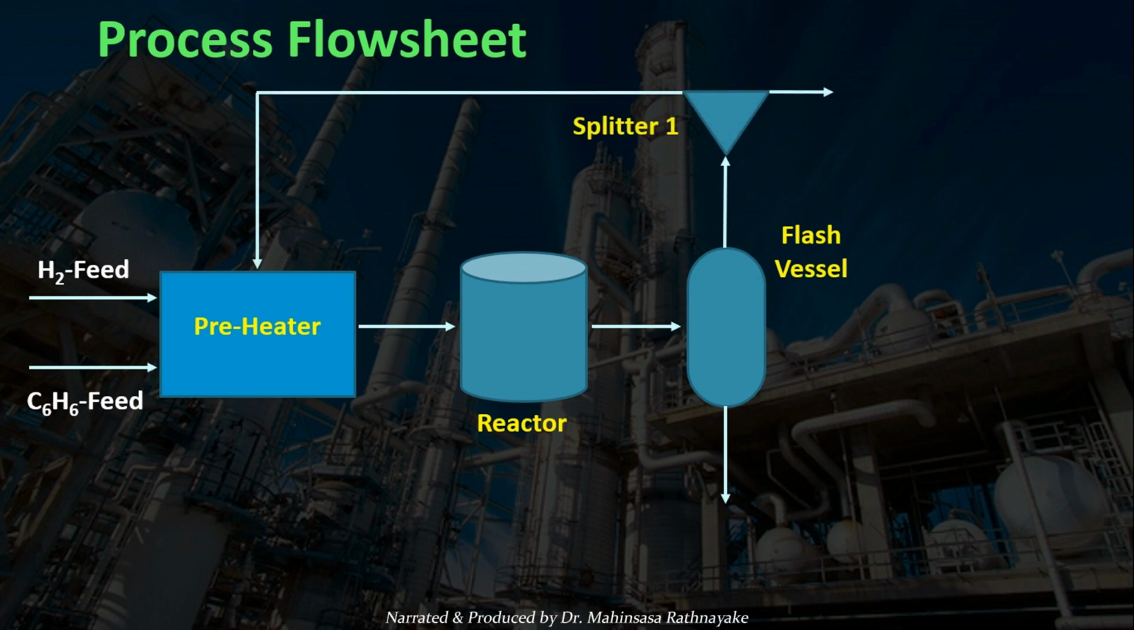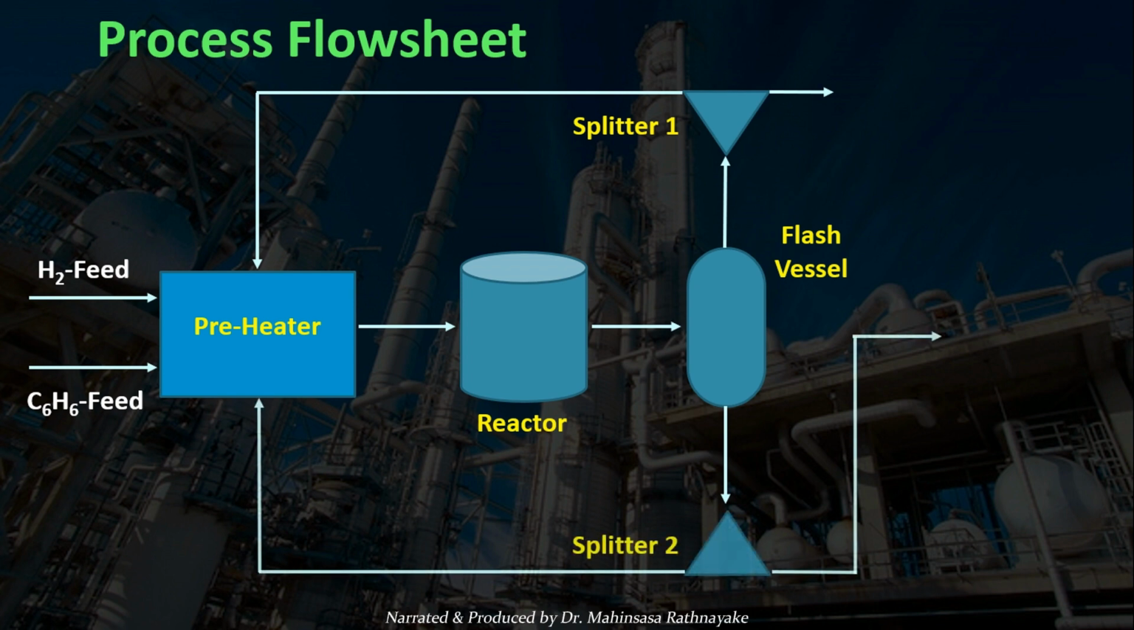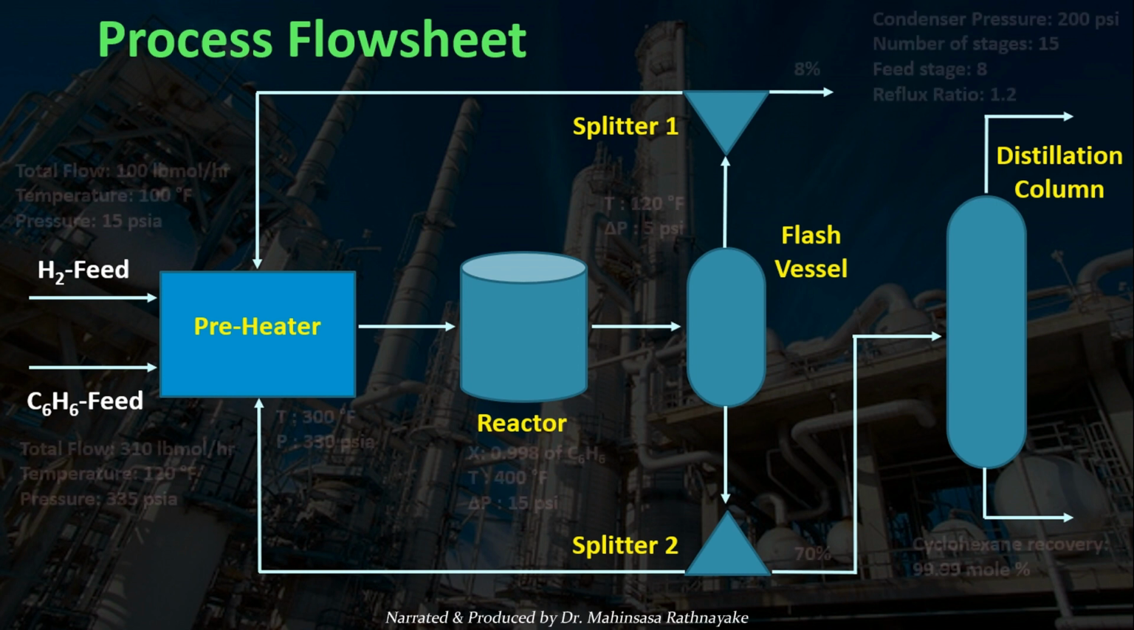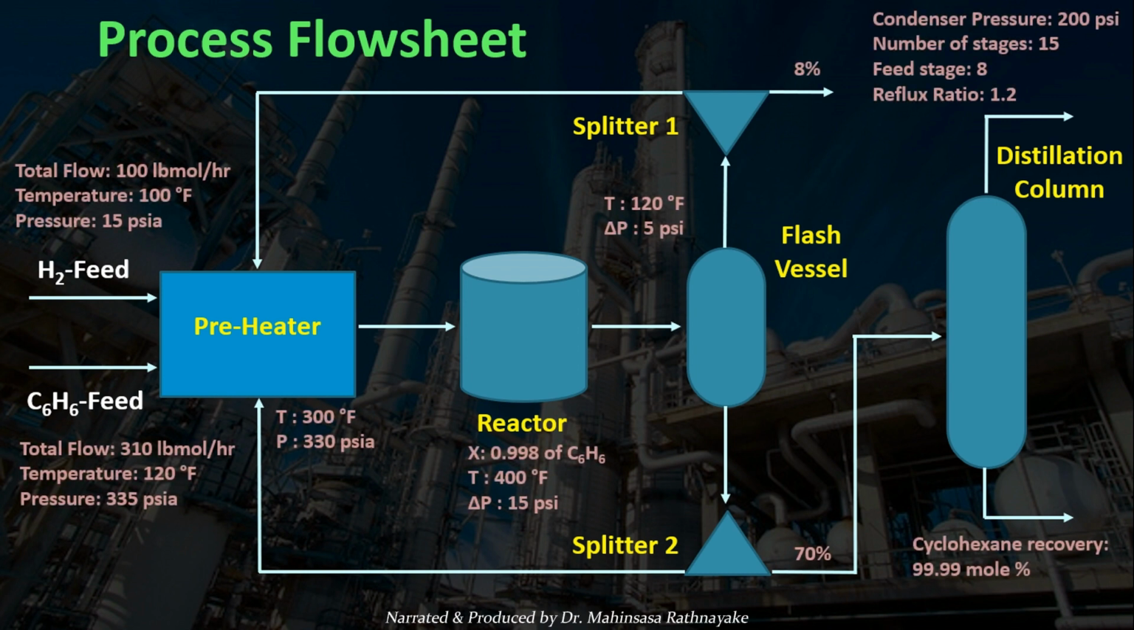The majority of the liquid stream leaving the flash tank goes to a distillation column to purify the cyclohexane product, while a small portion of the liquid stream is recycled back to the feed mixture to minimize losses of benzene. We can use the process operating conditions shown on the screen.